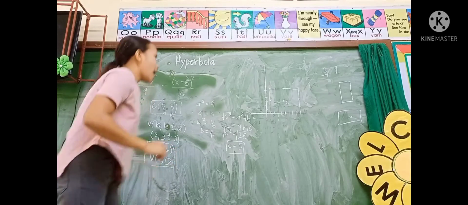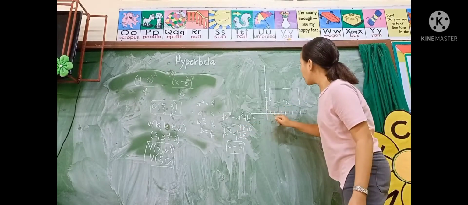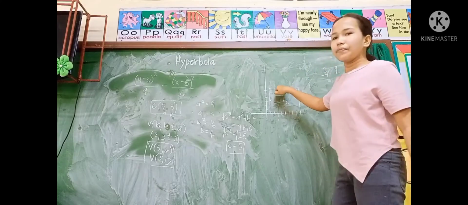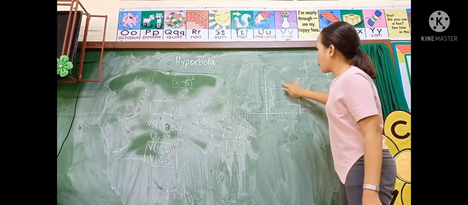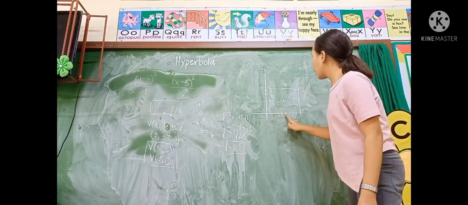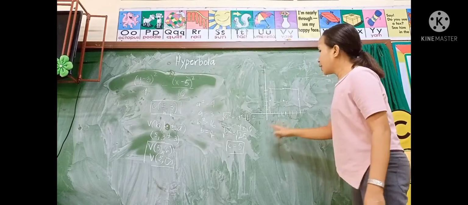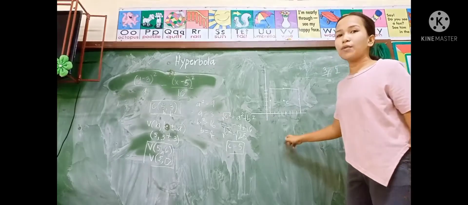So let's check. Our first vertex is 5 and 6. So let's check 1, 2, 3, 4, 5. And then 1, 2, 3, 4, 5, 6. And this is our first vertex. Tama. And our next vertex is 5 and 0. So let's count 1, 2, 3, 4, 5. And point siya sa 0. 0, wala siyang y-axis. So dito. So tama yung ating dalawang vertices.